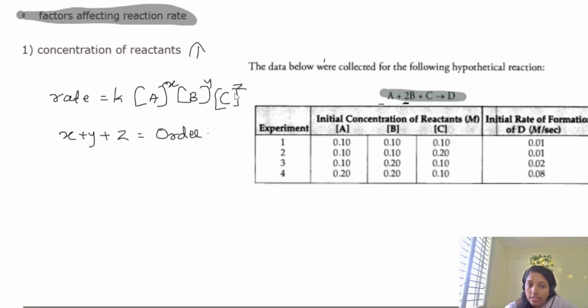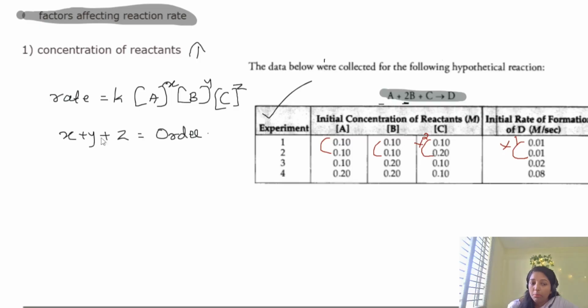And how do you get these x, y, z? You just think about it experimentally. You will be provided with the experimental results. So look at the experiment. What you need to do is compare experiments 1 and 2. A is the same and B is also the same, but C is doubling. Then at that time the rate is not changing.